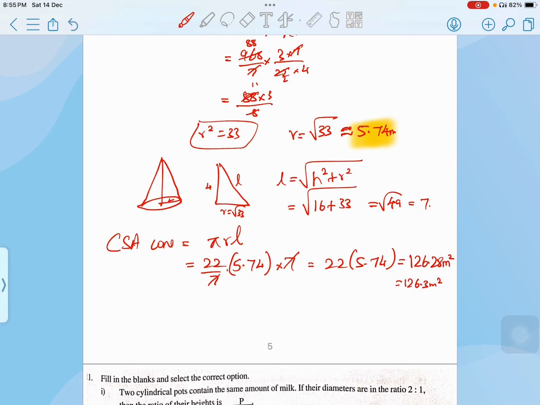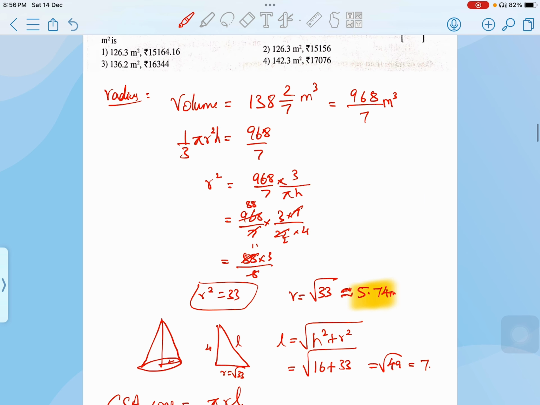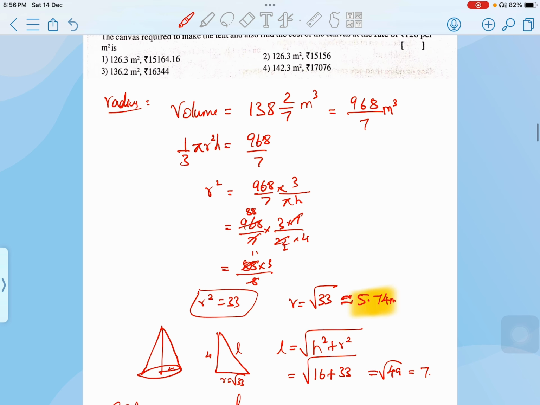And they told the cost per meter square: 1 meter square is rupees 120. So the cost for 126.3 meter square will be 126.3 into 120. If you multiply, you'll get rupees 15153.6. When you approximate this, which one will you get? The second option. Is it okay?